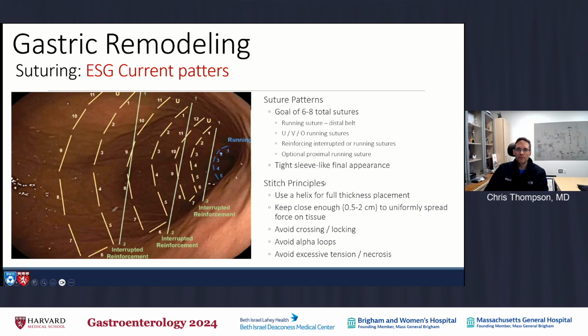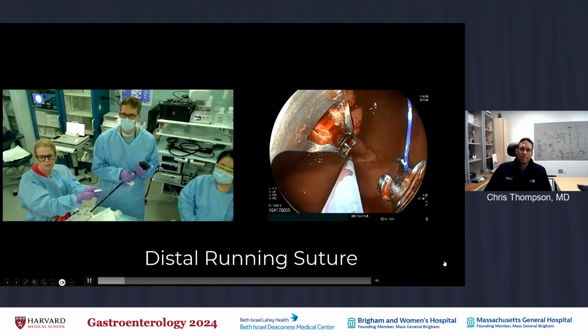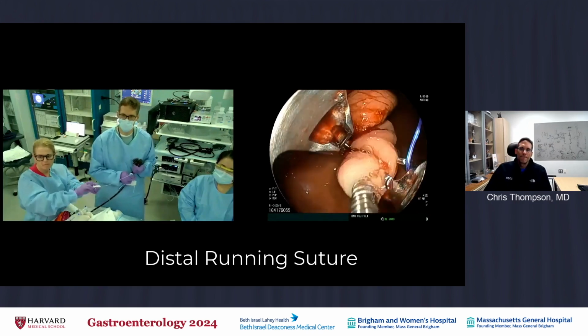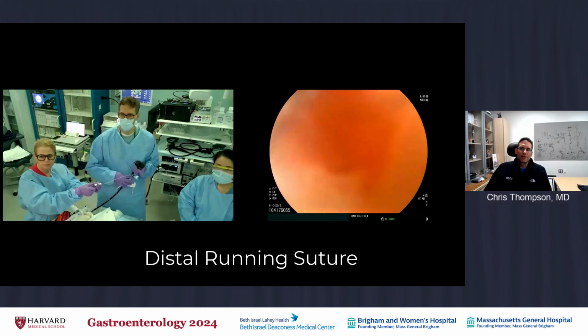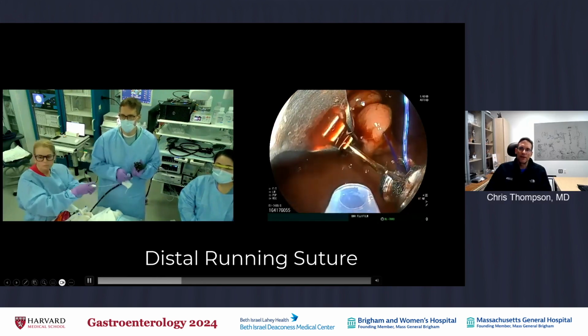It works very well. The stitch principles we adhere to are using a helix for full-thickness tissue stitch placement. You need to really get full thickness or the stitches fall out. You want to run the sutures very close together, at least less than 2 centimeters apart for sure. We target about 5 millimeters. Avoid crossing and locking of sutures, or you won't be able to pull it tight at the end. And we want to avoid alpha loops and excessive tension. So this is what it looks like when you're suturing. You can see that the stitches are very close together. They stack up quite nicely here. You see one stitch after another right there.